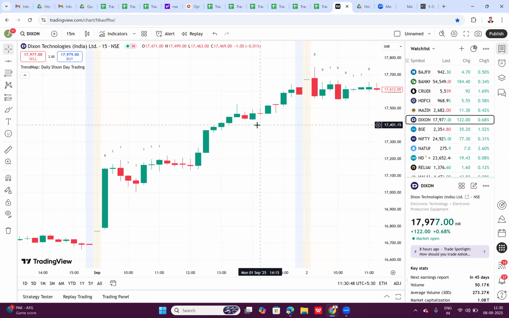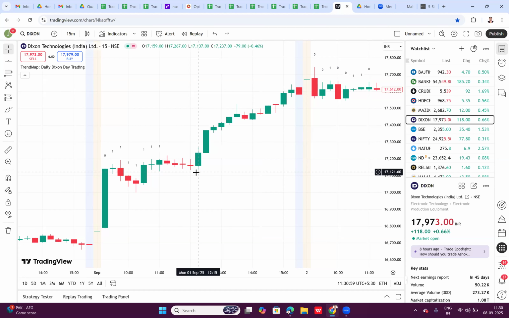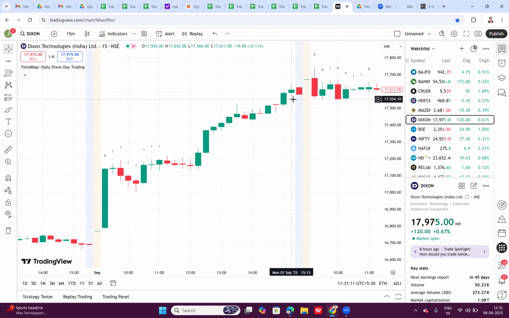Half quantity we have to book in profit of price. Remaining half quantity we have to hold till time target of 3:15 p.m. Because every month Dixon provides good movement for some days like this also. On this day we got 0+1 setup. Half quantity we have booked in profit of 30 points. Remaining half quantity we have to hold till 3:15 p.m.